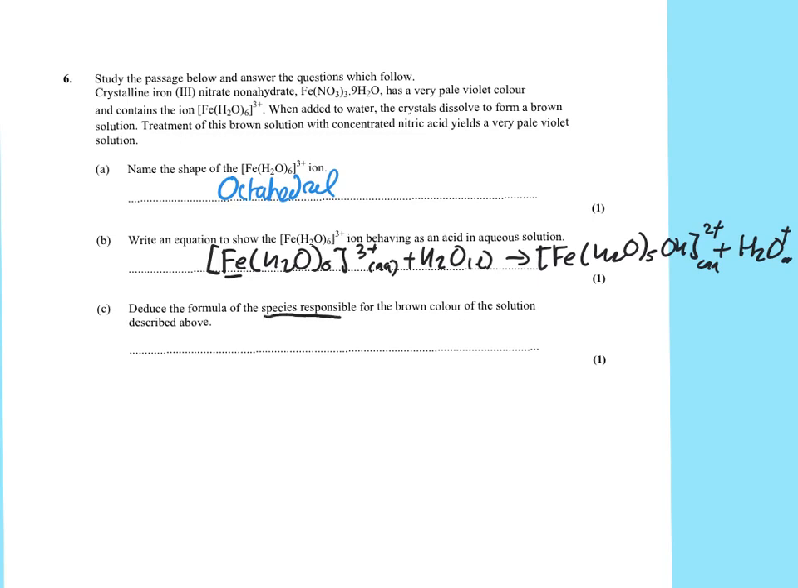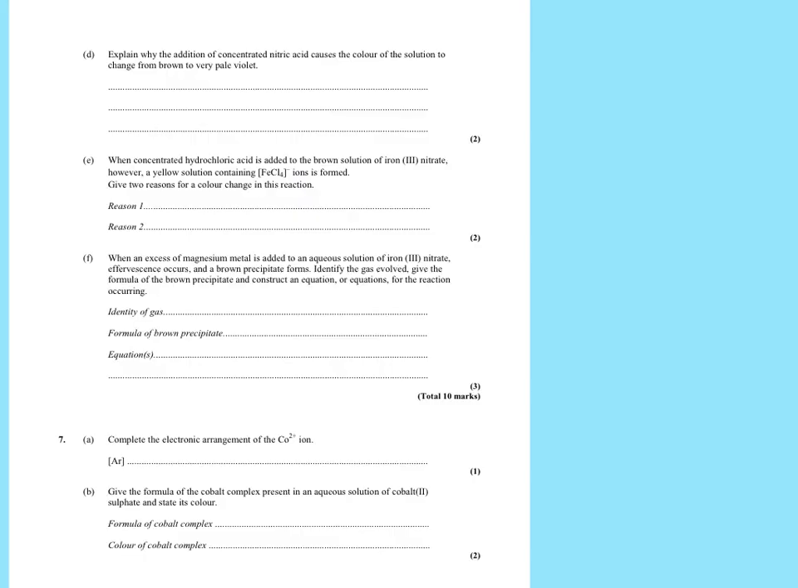Deduce the formula of the species responsible for the brown colour of the solution. Well, the brown colour is due to this more common species here, and this rarer species is violet. So this is the brown orange colour that you're used to seeing in iron 3 solutions. When you add very concentrated nitric acid, which is a very strong acid, it must force a proton onto the brown species, forcing it to accept a proton to form the violet Fe(H2O)6 3+ ion.